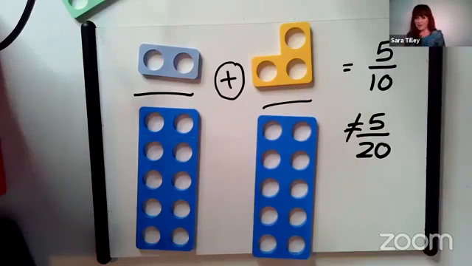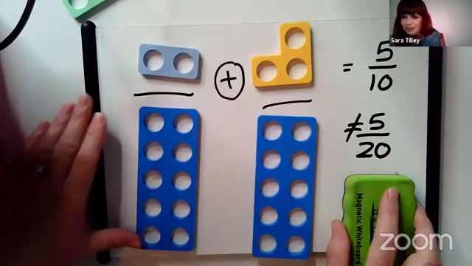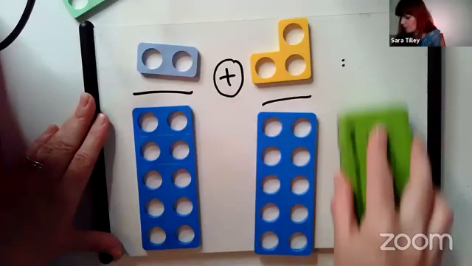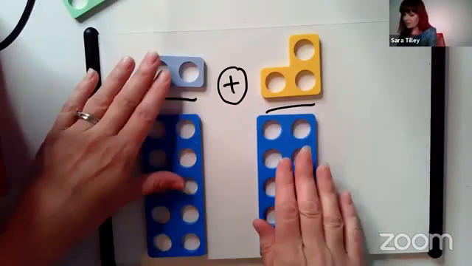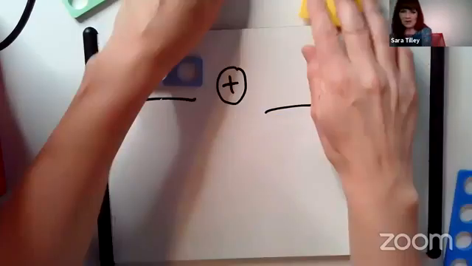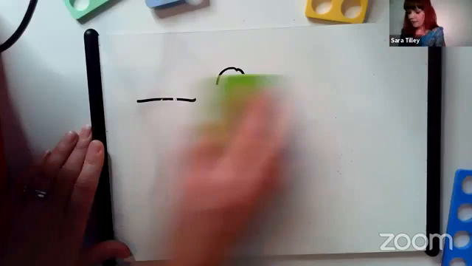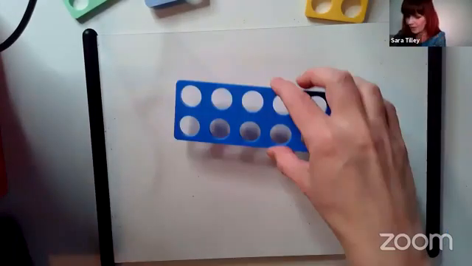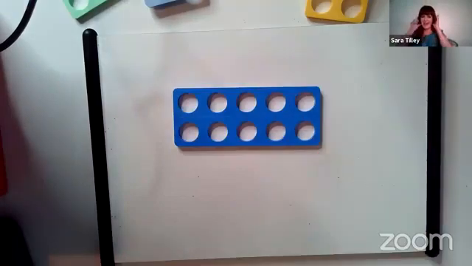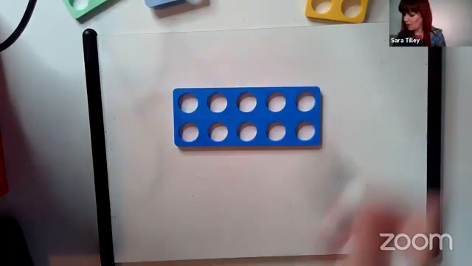Now, what I love about Numicon is it helps me teach the children better, basically. It helps me model this out so it sticks in their mind. So let me show you what I mean. I was thinking about 2/10 plus 3/10. I could use my Numicon 10 piece. So that's 10/10. This is equal to 1 whole.